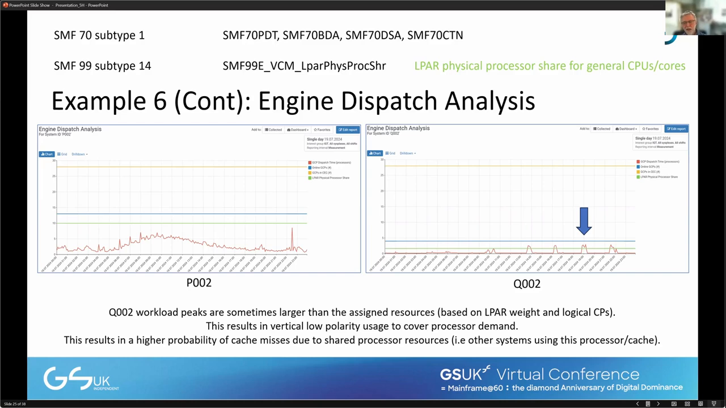What that means is that that LPAR is going to be suffering from more cache misses and having work running inefficiently, because other systems are using the cache as well. It's a shared processor.